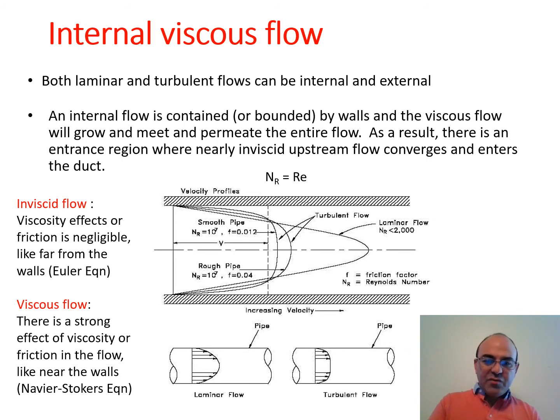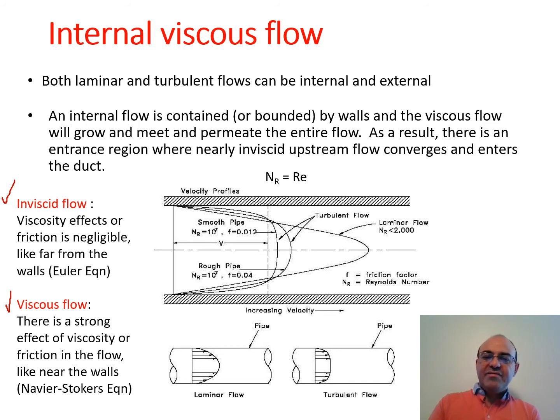So we usually define two cases, the case of inviscid flow and viscous flow. Let's see what it means. We actually had it in chapter 4 as well, when we talked about the Euler equation and the Navier-Stokes equation, when we derived the full Navier-Stokes equation. So inviscid flow is a flow in which viscosity effects or friction is negligible, like flow far from the walls.